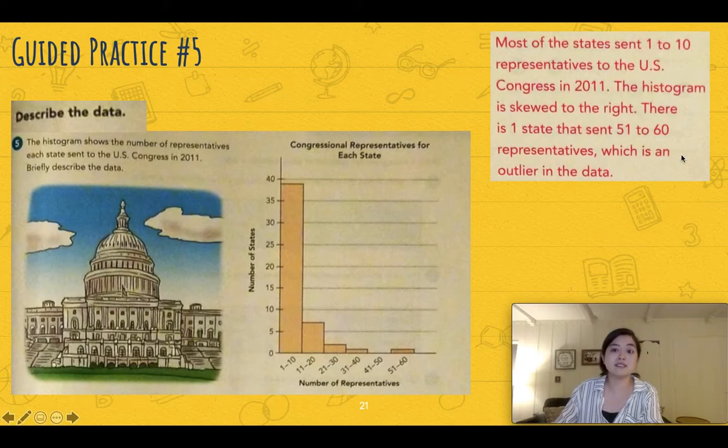Well, to summarize, most states sent 1 to 10 representatives. The histogram is skewed to the right. There is one state that sent 51 to 60 representatives, which is an outlier in the data. Also, there's another state that sent 31 to 40, but this is still pretty close to the other pieces of data because it's close to this interval here. But this piece of data is not that close to the other intervals. It's not even attached, so that's why it's an outlier.